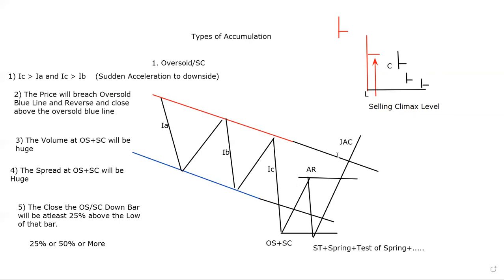Okay. Now, one more thing you have to do. This is known as oversold and selling climax type of accumulation. Any problem here? No. Okay. Oversold and selling climax type of accumulation. Now, let's suppose we draw the structure of this one. Now, what's the second one?